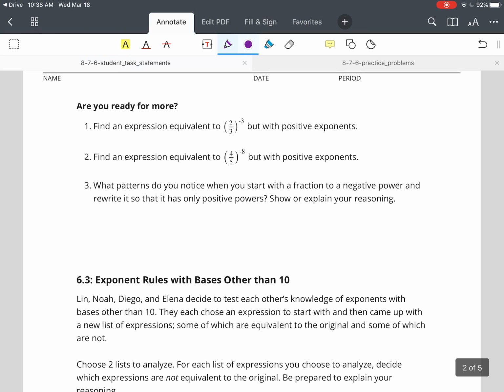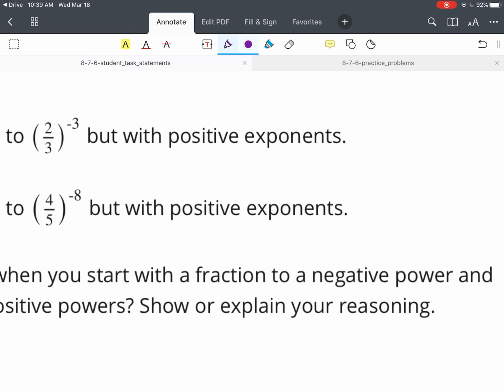Are you ready for more? Heck yeah! Find an expression equivalent to 2/3 to the negative 3rd, but with positive exponents. Okay, so we want to write 2 over 3 to the negative 3.